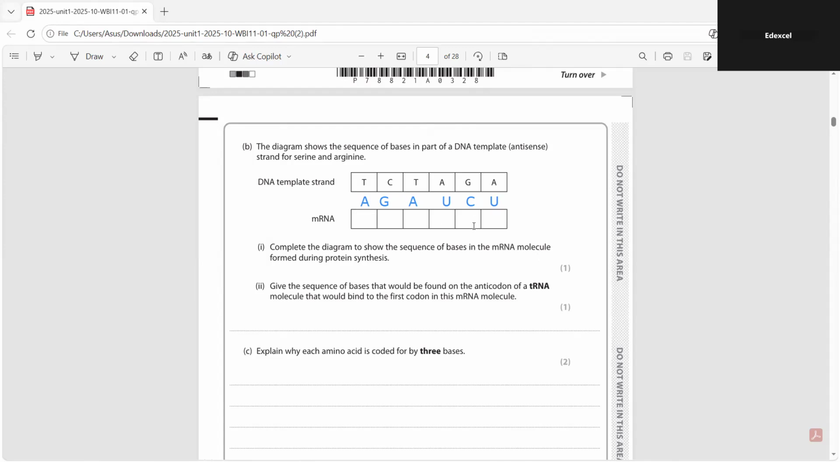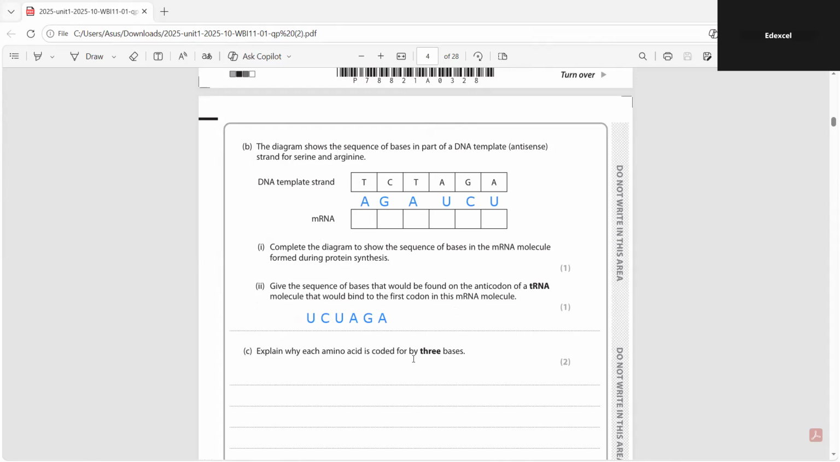Okay, so this is the mRNA sequence. Give the sequence of bases that would be found on the anticodon of the tRNA molecule that would bind to the first codon in this mRNA. Basically in RNA there's no thymine, there is uracil. So here also, when we see the tRNA, A should be pairing with U instead of T. For that you will get the answer as U, C, U, A, G, A. So this should be the answer for the tRNA base sequence.